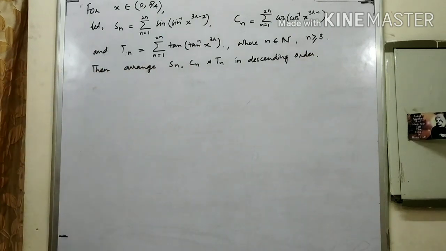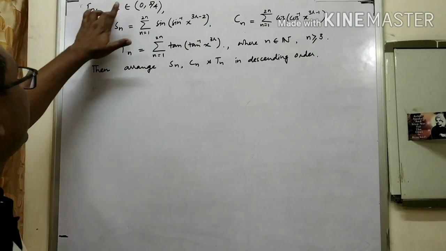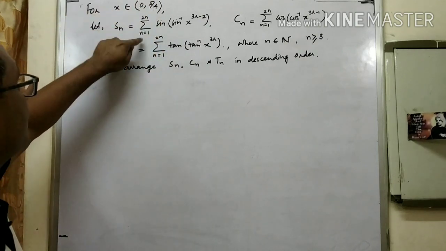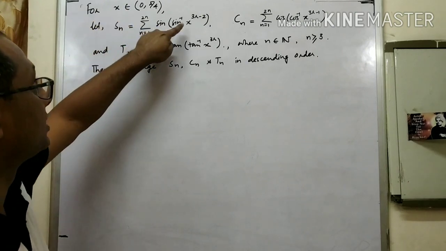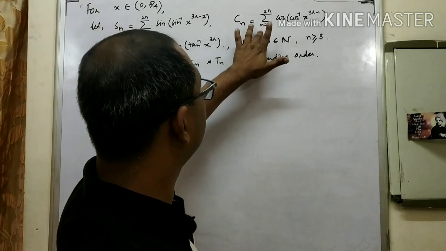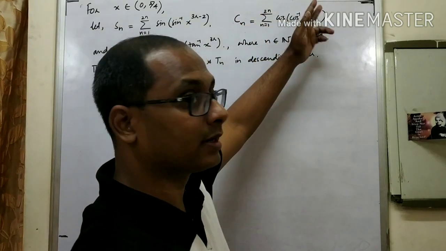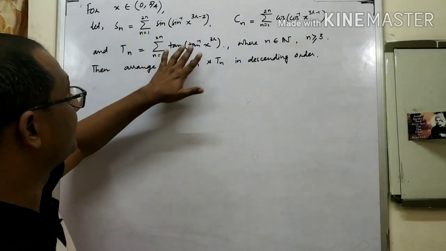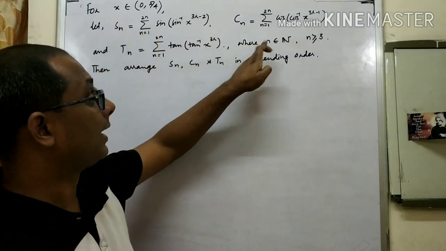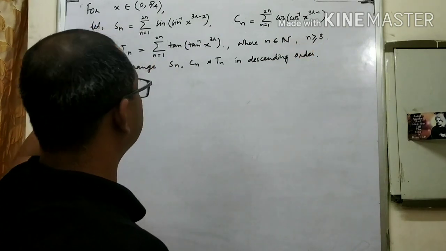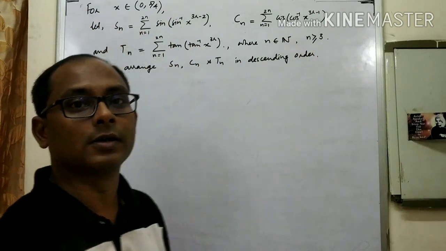Okay, let us discuss this question. It is given that x is lying between 0 to pi by 4. Sn is the summation of r from 1 to 2n sine of sine inverse of x to the power 3r minus 2. Cn equal to summation r from 1 to 2n cos of cos inverse of x to the power 3r minus 1. And Tn equal to summation r from 1 to 2n tan of tan inverse of x to the power 3r, where n is a natural number greater than or equal to 3. We have to arrange Sn, Tn and Cn in descending order.